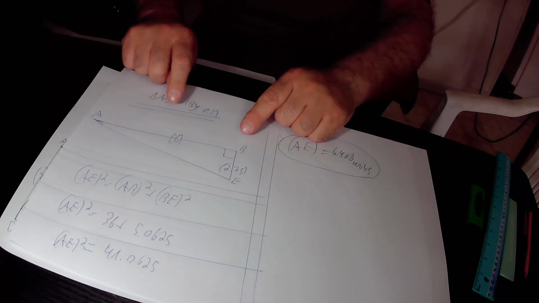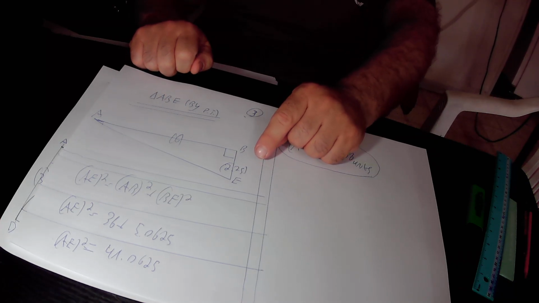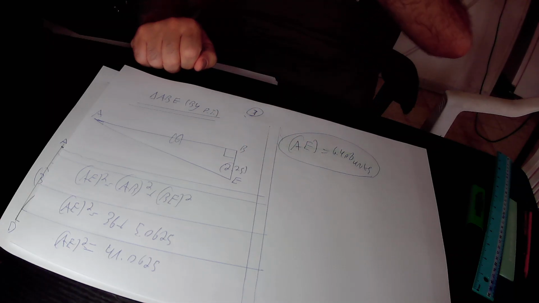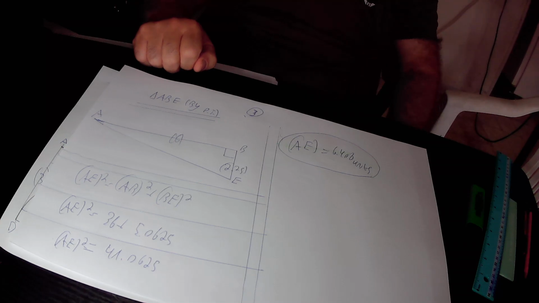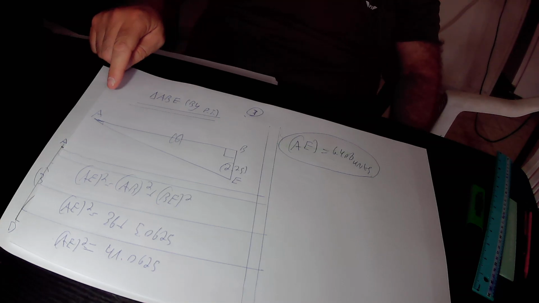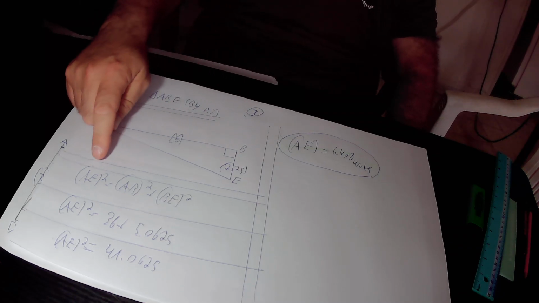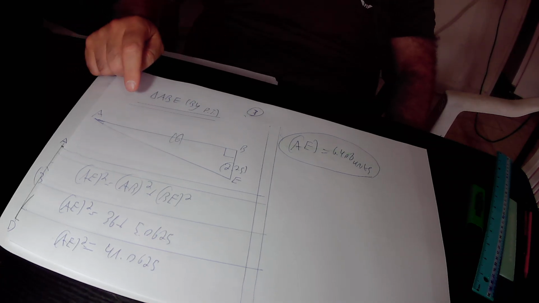Side AB equals 6 units, side BE equals 2.25 units, and the length of the hypotenuse is unknown. So in this right triangle ABE, according to the Pythagorean theorem, the square of the hypotenuse is AE squared, and it must be equal to AB squared plus BE squared. AE is the missing side, so we leave it as it is.